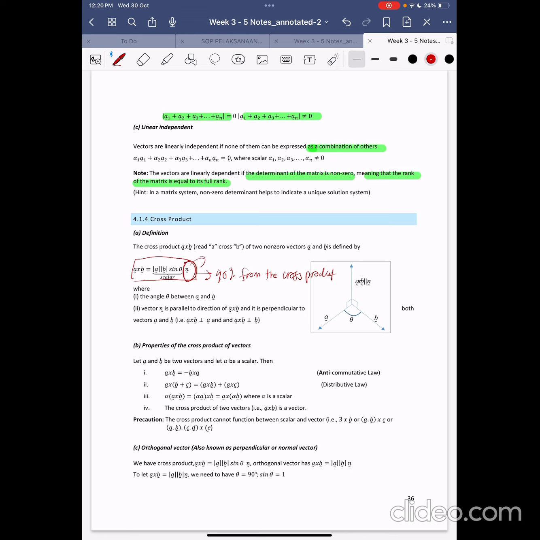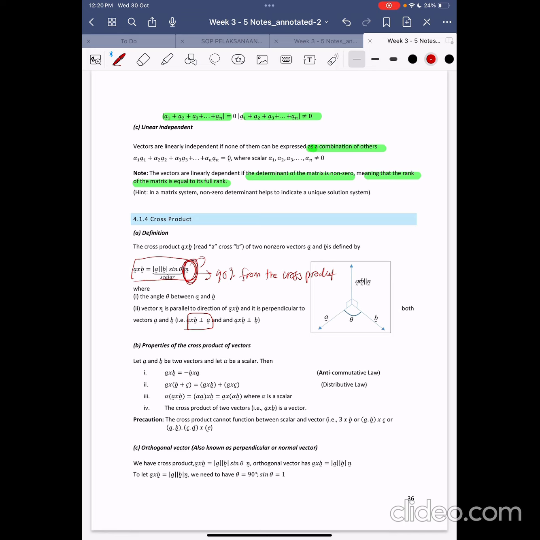The property you see here: A cross B is perpendicular to the vector A, and A cross B is also perpendicular to the vector B. The resultant vector is perpendicular, in the direction of the normal.